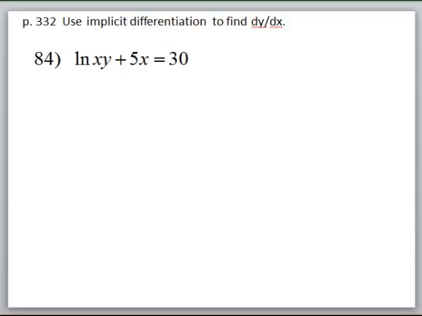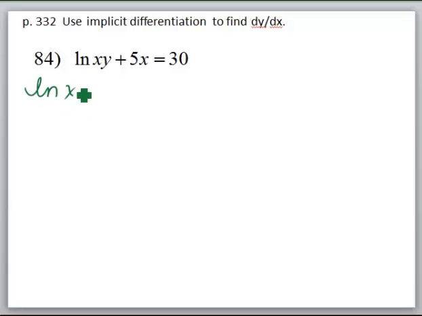This next one talks about using implicit differentiation. You need to use implicit differentiation because it's got y's in here, we can't solve for y. On this problem, we probably could make it much easier by using the rules of ln.